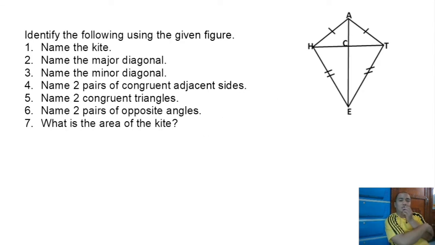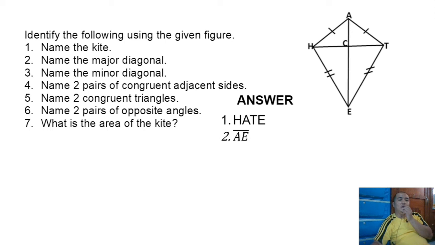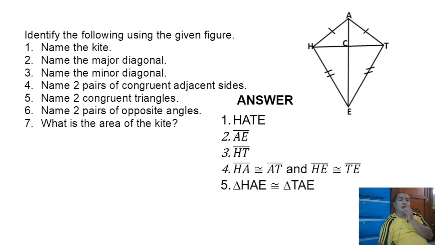Also, in kite HATE, name the major diagonal: AE. Name the minor diagonal: HT. Name two pairs of congruent adjacent sides: HA and AT, HT and TE are congruent sides. Number 5, name two congruent triangles: triangle HAE and triangle TAE. And number 6, name two pairs of opposite angles: angle H and angle T, angle A and angle E.